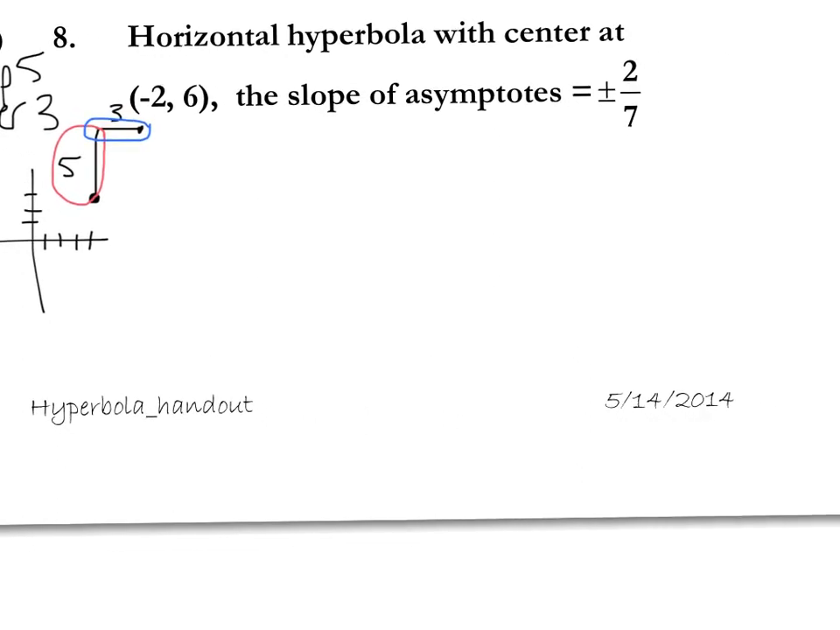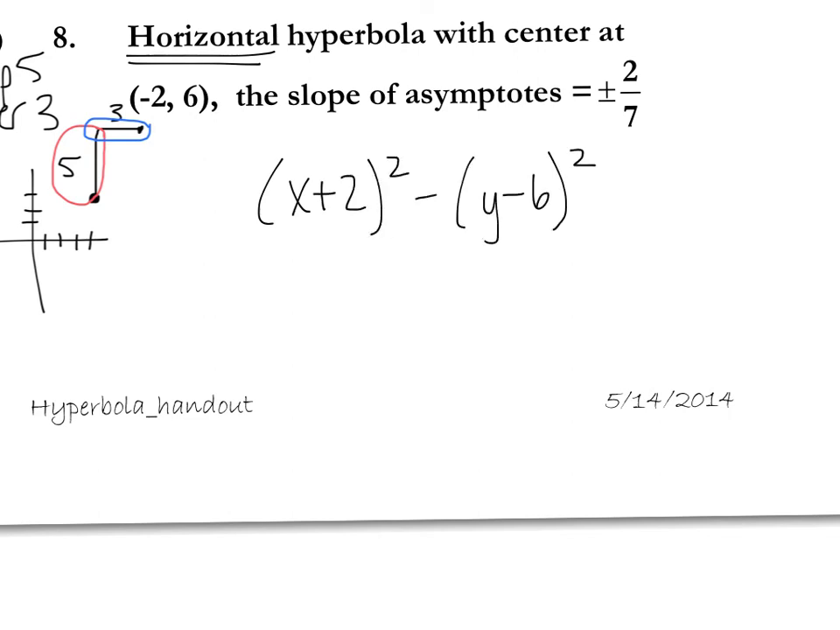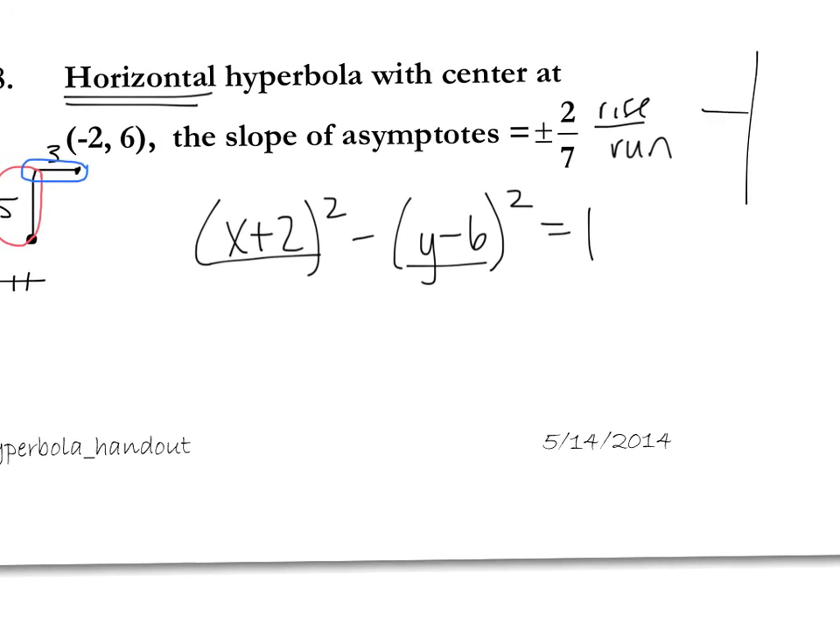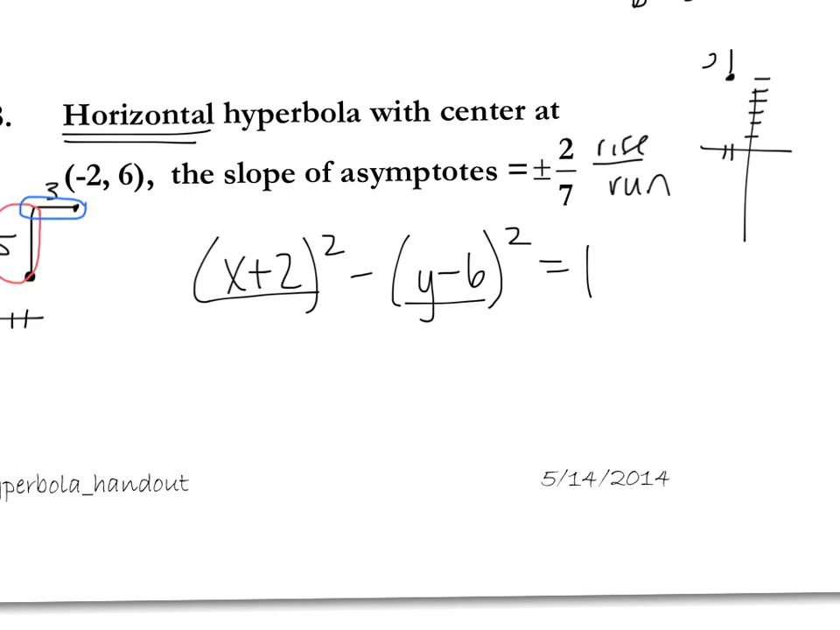So let's do this last one. This is a horizontal hyperbola, which means my x is going to go first. So I have x plus 2 squared minus y minus 6 squared equals 1. And then again, just because it's horizontal doesn't change the fact that the slope of the asymptote is still rise over run. So even if I draw a sketch of my hyperbola at -2, 6, that means that I went up 2 and over 7. Okay, I also went up 2 and left 7. That's why there's a plus or minus there. Or down 2 and right 7, down 2, left 7, whatever.